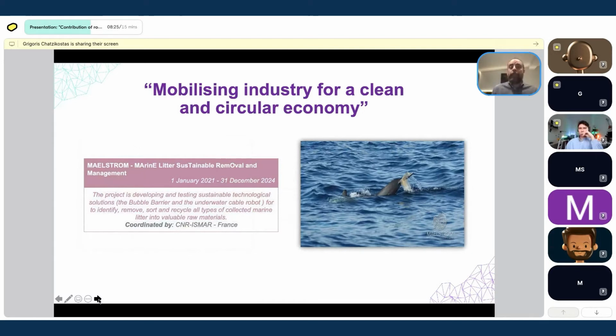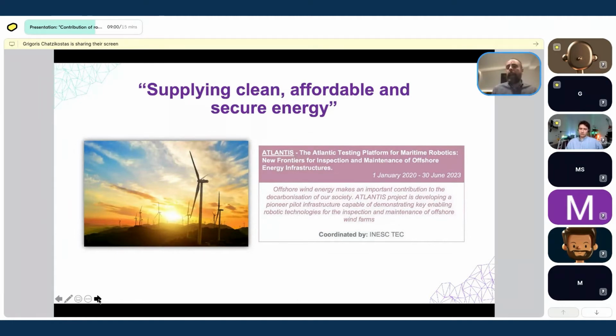Then, when it comes to mobilizing industry for a clean and circular economy, look at this important project as well. It's called Maelstrom, coordinated by CNR ISMAR in France. It helps, through an underwater cable robot and one robot called Bubble Barrier, to identify, remove, and sort types of marine litter into valuable raw materials, to regain the raw materials from the sea, where you can understand that the profit is double.